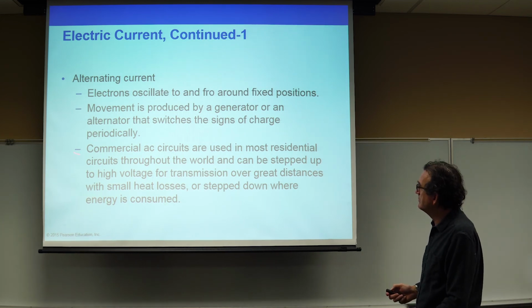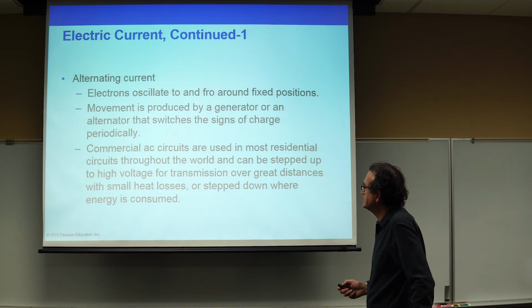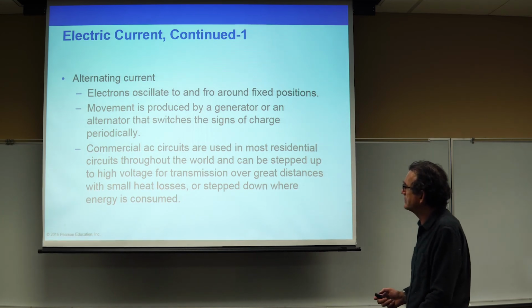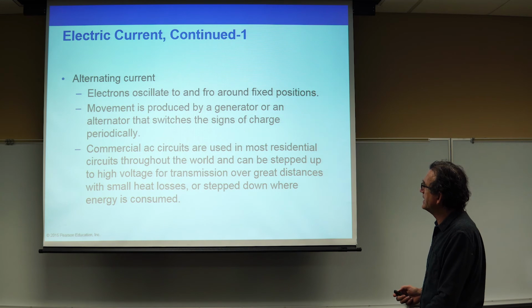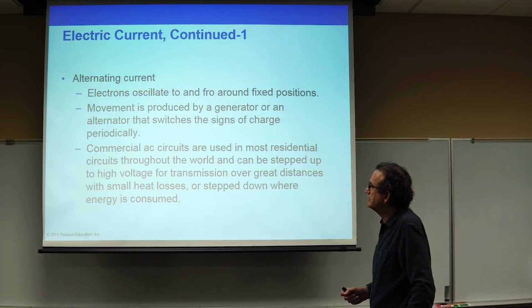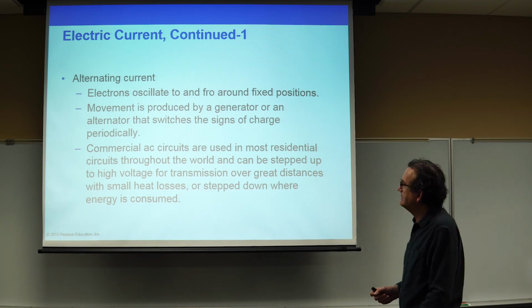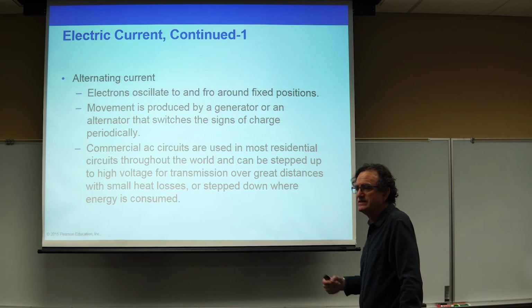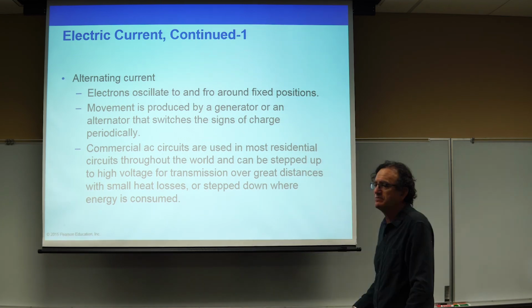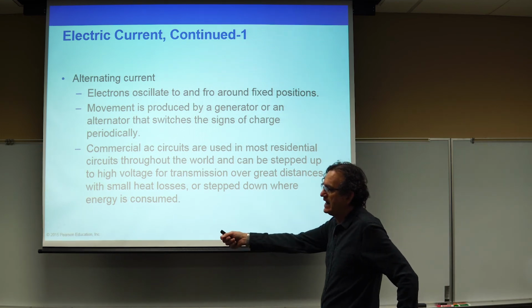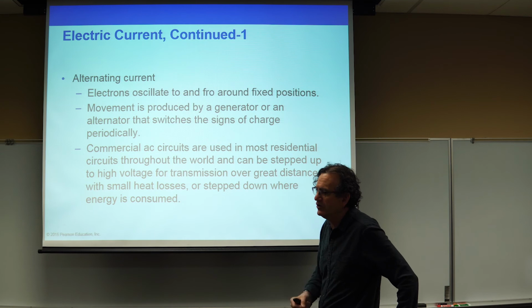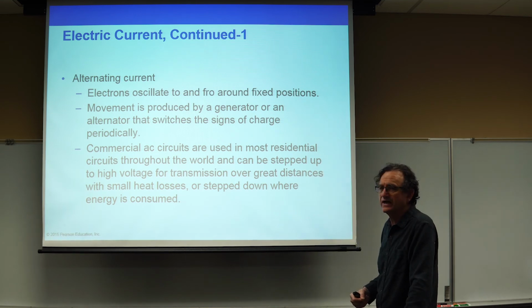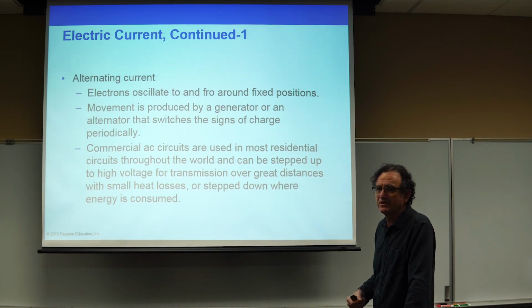And as we know, commercial AC circuits are used in most residential circuits throughout the world, and can be stepped up to high voltage for transmission over great distances, and they are able to do this with very small heat loss. And this is where AC power really does a great job. If we have DC power that's over 10 miles from our home, and we run a copper line from that station to our home, then if I'm producing 120 volts, I will have something much less when I get there.